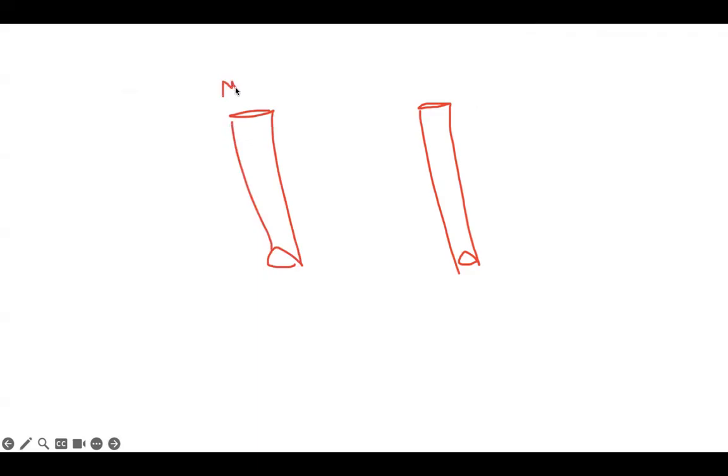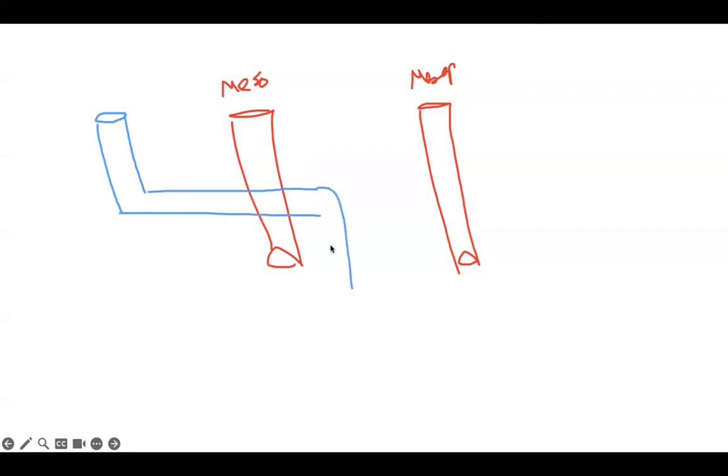And the paramesonephric. The paramesonephric is formed of three parts. One is vertical and lateral to the mesonephric. One is middle and horizontal in front of the mesonephric, and one is vertical and medial to the mesonephric.